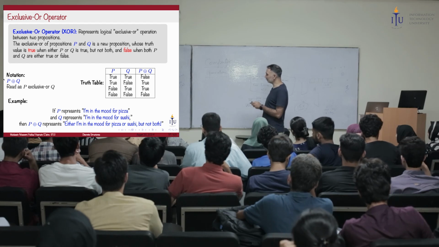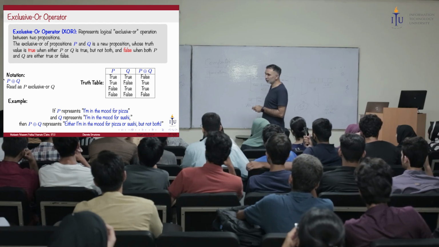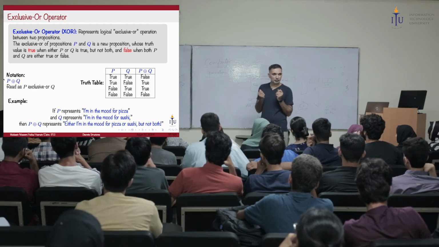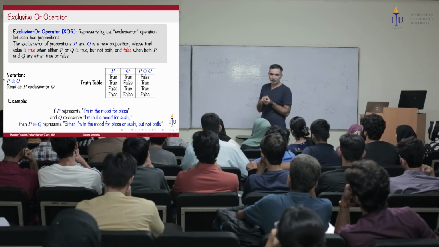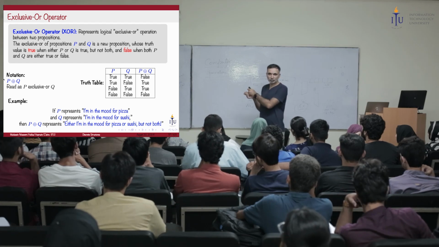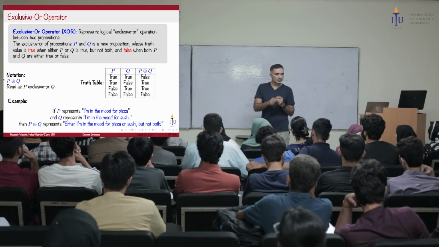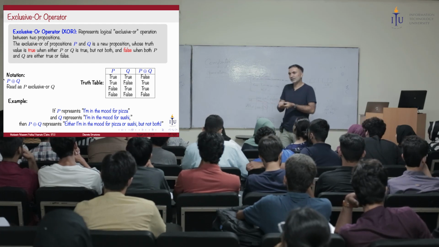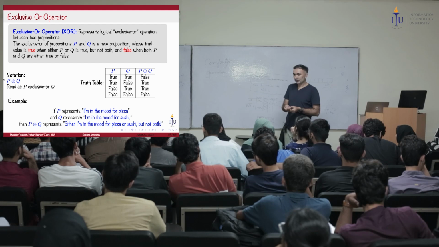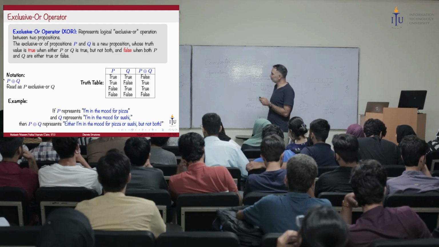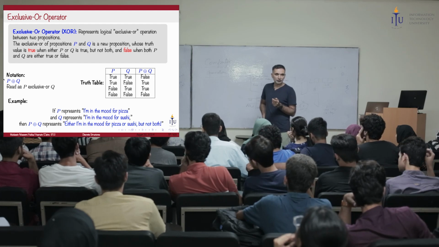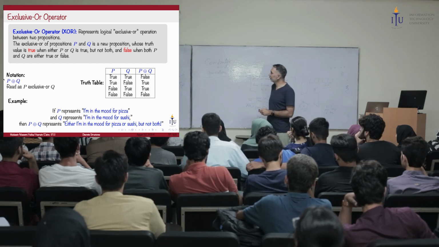All right, so exclusive OR is true when the original two statements have different truth values, okay? So if both of them are true or both of them are false, then exclusive OR will be false, okay? We don't want both of them to have the same truth value, okay? So if one of them is true and the other one is false, then you will have a true for the exclusive OR statement, okay?